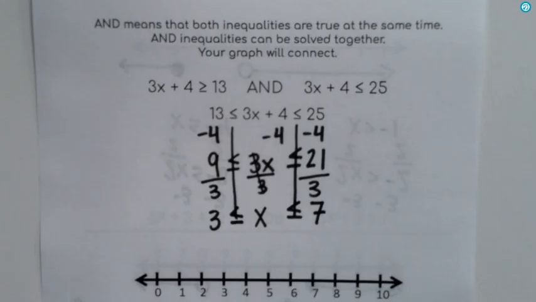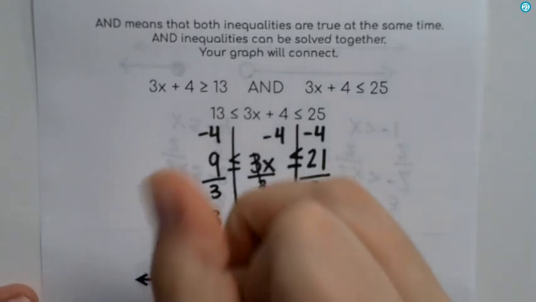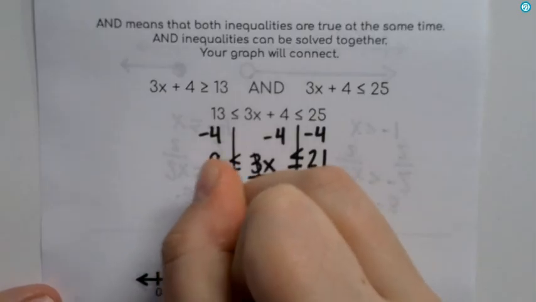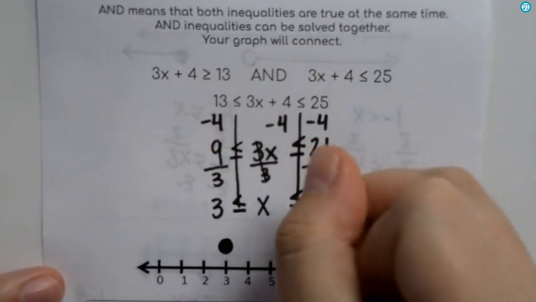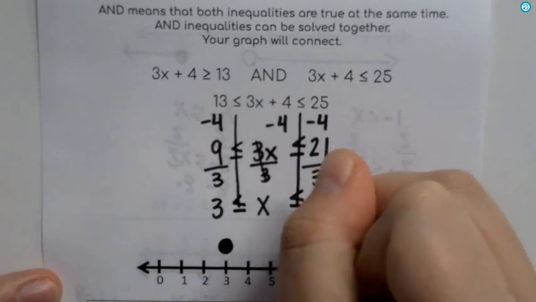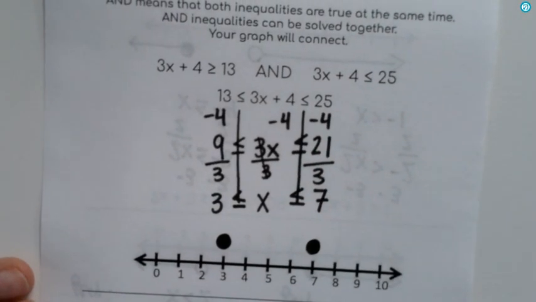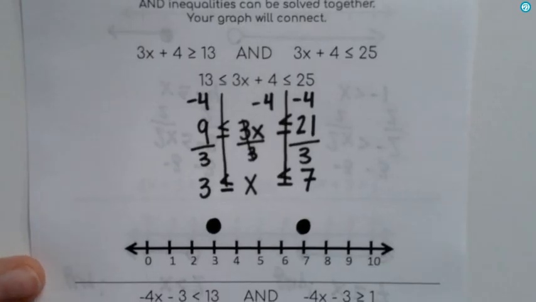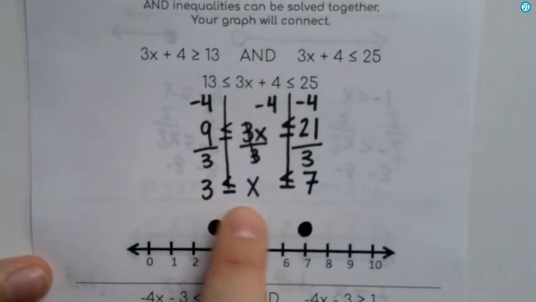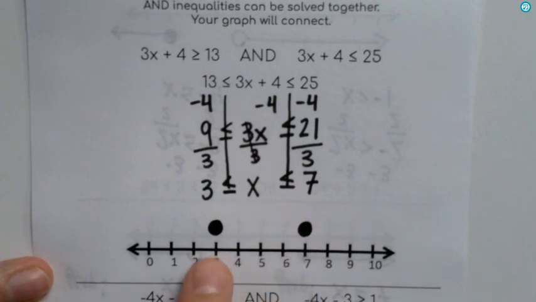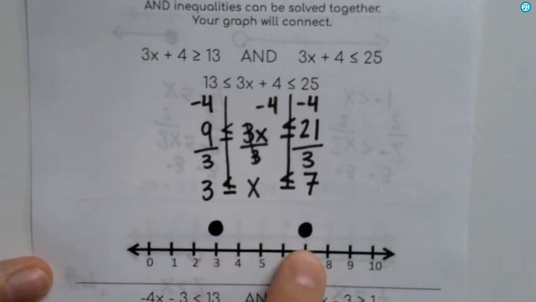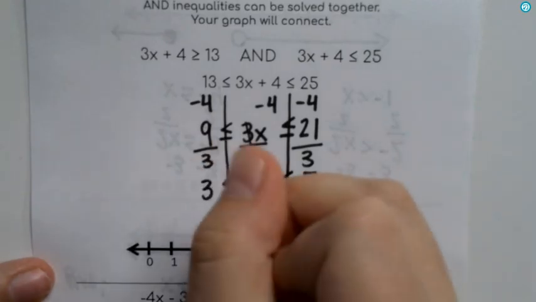Okay, when we graph these ones, we're going to put a closed circle at 3, because less than or equal to means closed circle. We're going to put a closed circle at 7, because or equal to means closed circle. Then, this is a little confusing. 3 is smaller than x, and x is smaller than 7. So all the numbers that 3 is smaller than and 7 is bigger than are everything in between. So you just connect these.